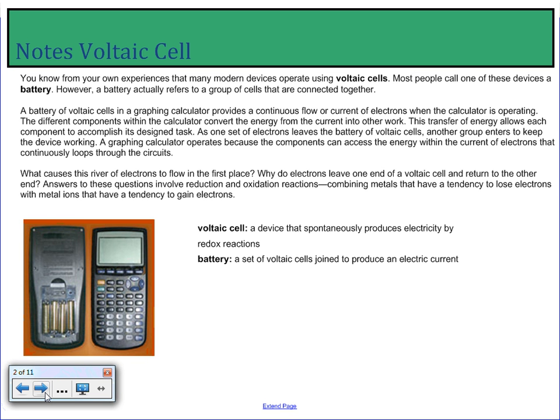A graphing calculator operates because the components can access the energy within the current of electrons that continuously loops through the circuits. So, what causes the river of electrons to flow in the first place, and why do electrons leave one end of a voltaic cell and return to the other end? Answers to these questions involve reduction and oxidization reactions, combining metals that have a tendency to lose electrons with metal ions that have a tendency to gain electrons. So a voltaic cell is a device that spontaneously produces electricity by redox reactions, and a battery is a set of voltaic cells joined to produce an electric current.